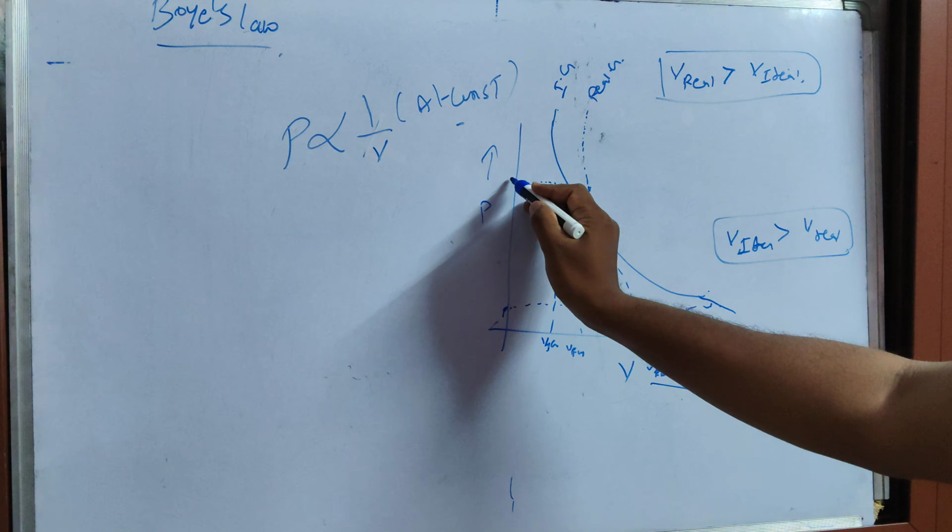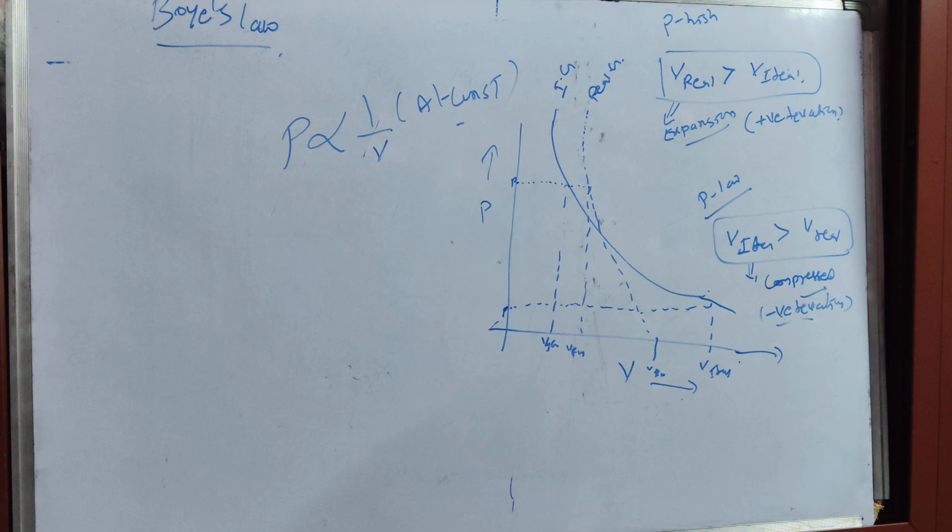The expansion means it is a positive deviation from the ideal gas. But in this case it is a negative deviation, because the volume will decrease. From this graph we have to observe the difference between the real gas and ideal gas, and also their deviations. This you have to remember. Next, this is at high pressure, this is at low pressure. These are the two concepts we have to remember.